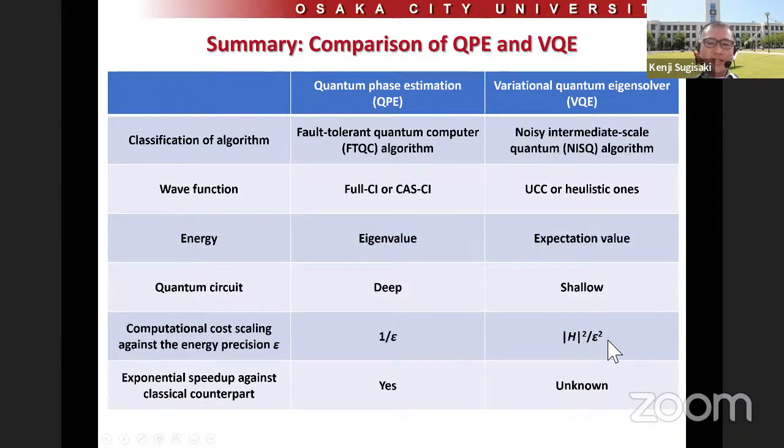But in VQE, the energy precision depends on the statistical error. So in order to make the energy precision half, we have to apply 4 times larger number of measurements. So the measurement cost, the computation cost, increases not linearly, but in the square form.